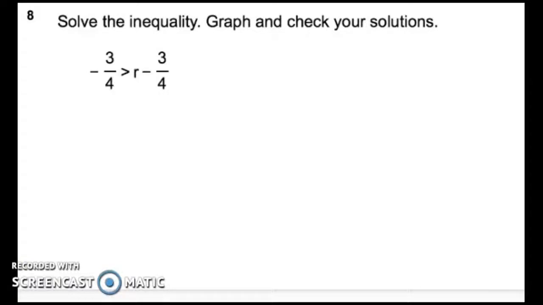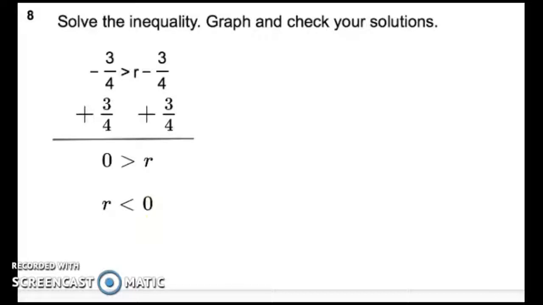Number 8, solve the inequality and then graph them. So what we're going to do first, another one with fractions, but bear with it for a sec. We're going to add 3/4 to both sides. Now we have negative 3/4 plus 3/4. That gives you 0. So you have 0 is greater than r. Now put the r on the left and the 0 on the right. Switch the direction of the inequality when we do that, and we get r is less than 0.